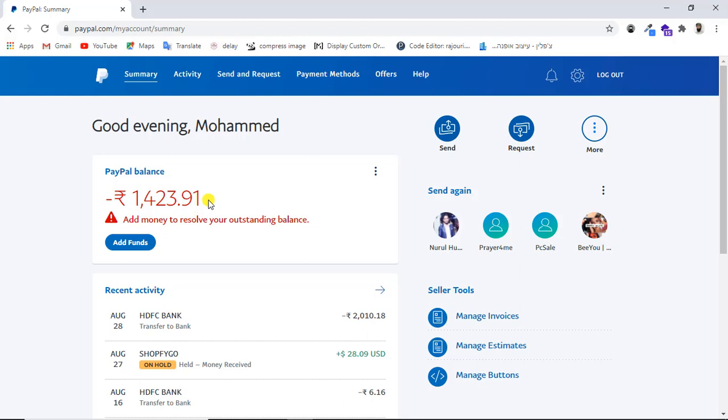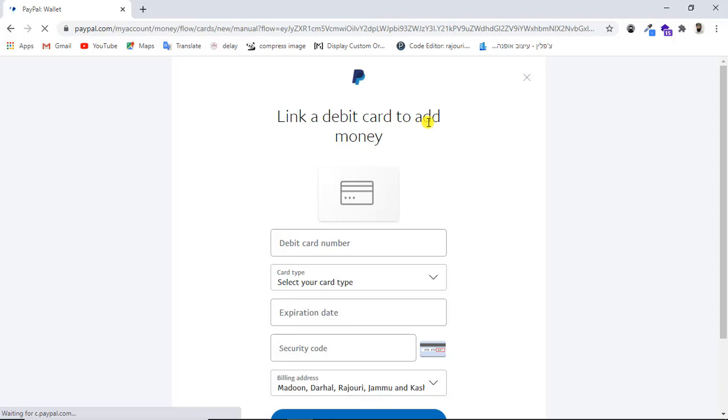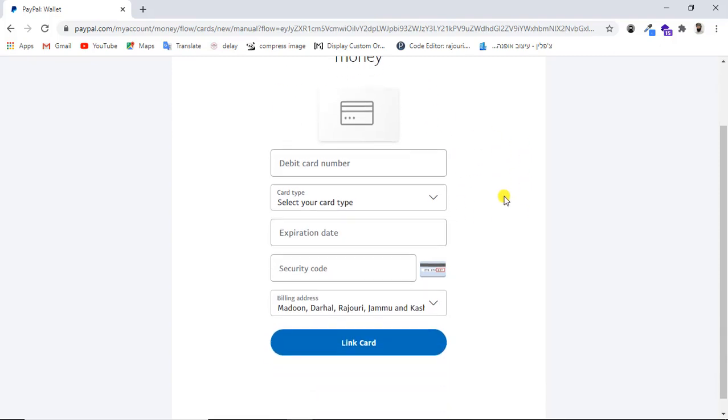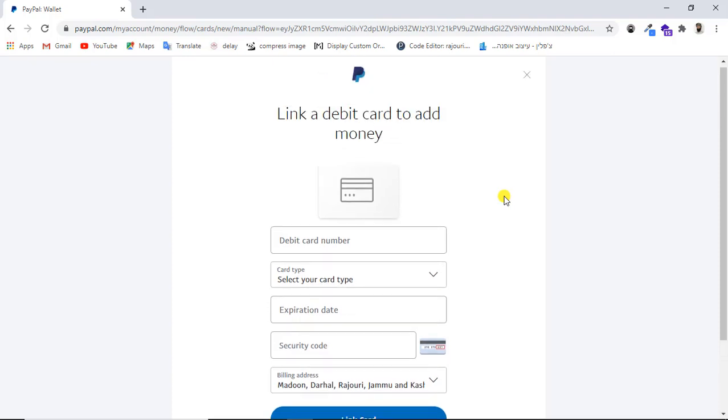So you have to pay this amount within 120 days, otherwise your PayPal account would be blocked. How you can pay is, if you are seeing this button Add Funds and you click on it, you will be redirected to the linked bank account, or maybe the credit or debit card which you have linked with your PayPal account. If you have not linked an account, then you will get this screen showing that you have to link your credit or debit card with your PayPal account.